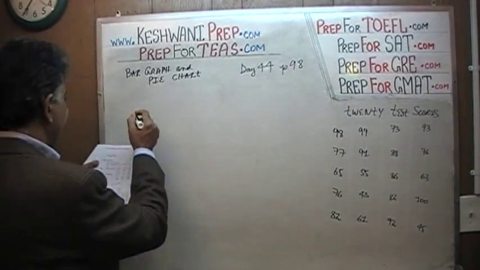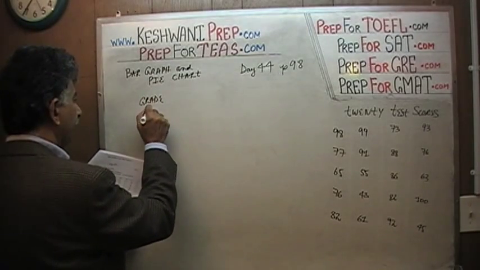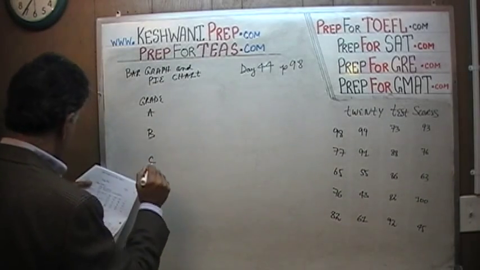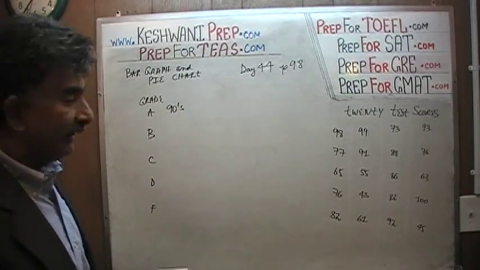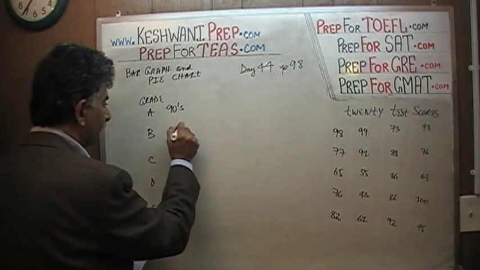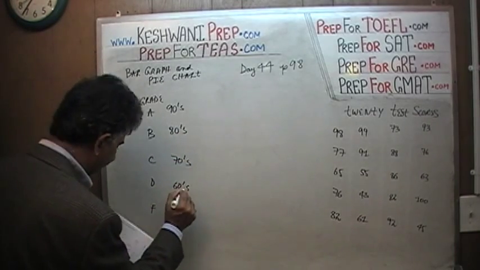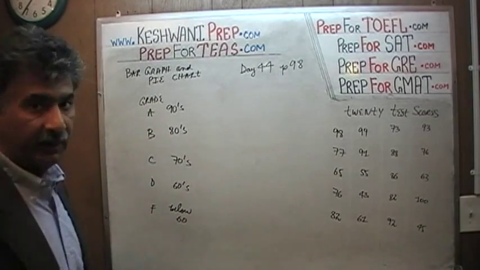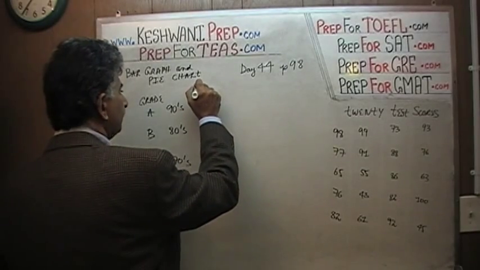So here's our grade: A, B, C, D, and F. And we're going to define the grades as A being the scores in the 90s, B being the scores in the 80s, C being the scores in the 70s, and then 60s, and anything below 60, we're going to define that as F. And here is the frequency.